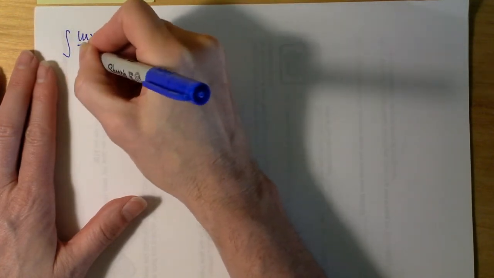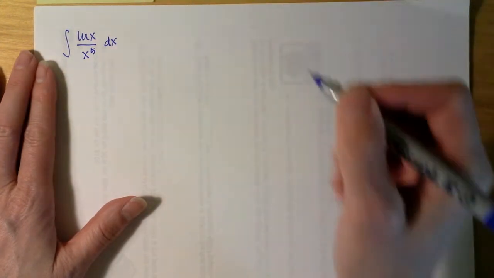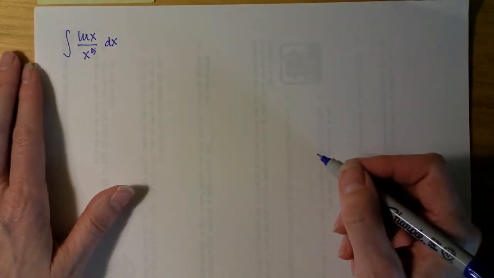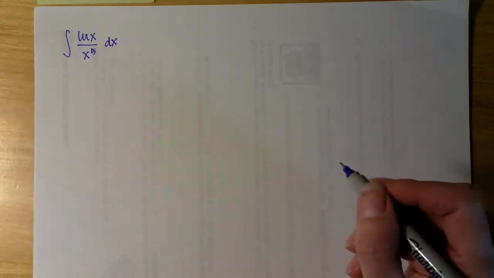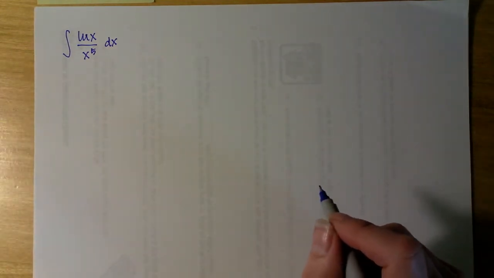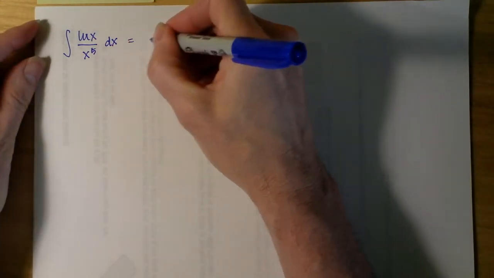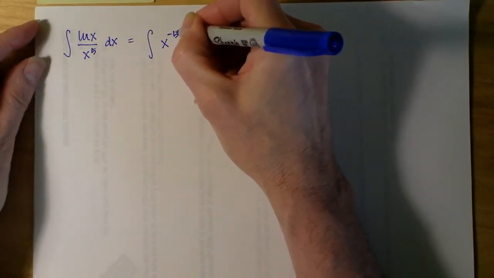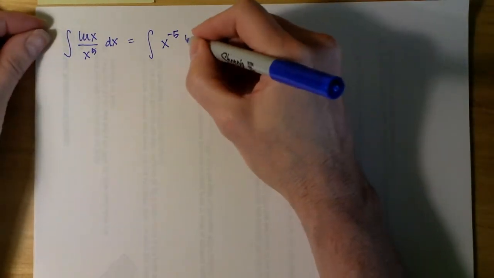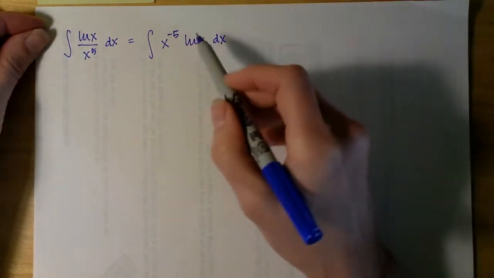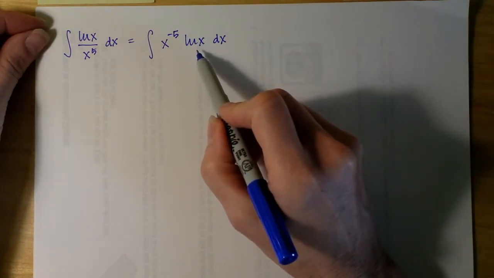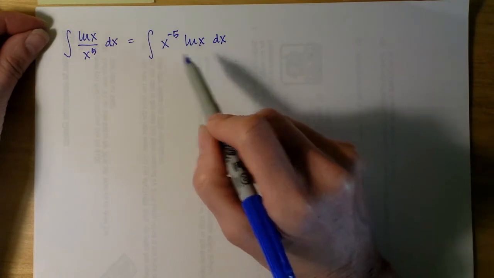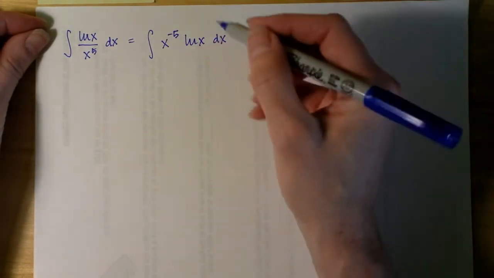Okay, here are a couple more examples of integration by parts. So here's one, log x divided by x to the fifth. And so if I want to use by parts, I have to write this as a product. So I can do that if I bring the x to the fifth up to the top and write it like this. And now I've got a logarithmic piece and more or less a polynomial piece. It's closer to a polynomial than anything else.